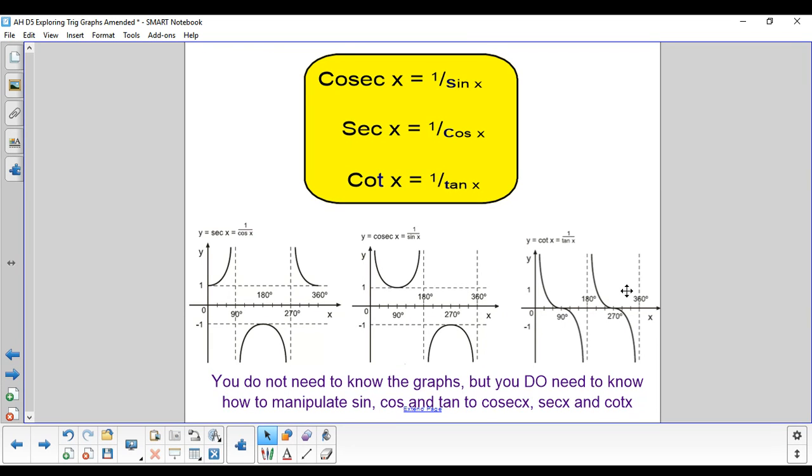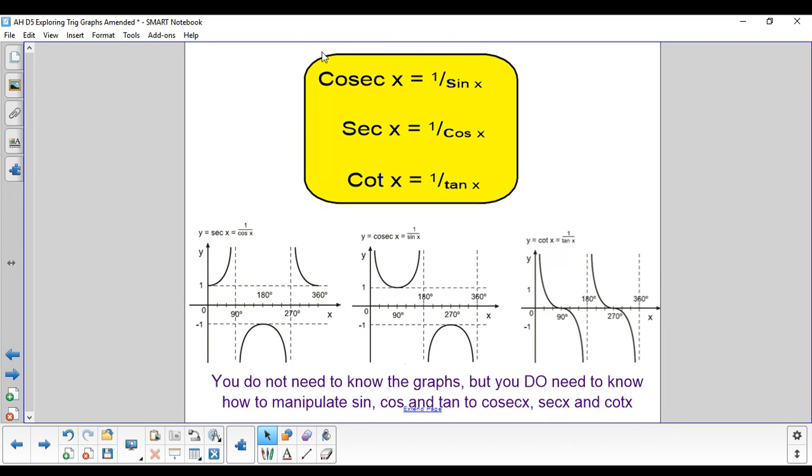These are the three inverted graphs: 1 over sine, 1 over cos, and 1 over tan. You don't have to know what the graphs look like, but you do have to know their connection with sine, cos, and tan. So here's the easy version for you. The one with the t is related to tan, so cot x is 1 over tan x. So you will now start seeing these functions being introduced. They're just rearrangements of your sine, your cos, and your tan. Cos x at the denominator is to do with sec x.